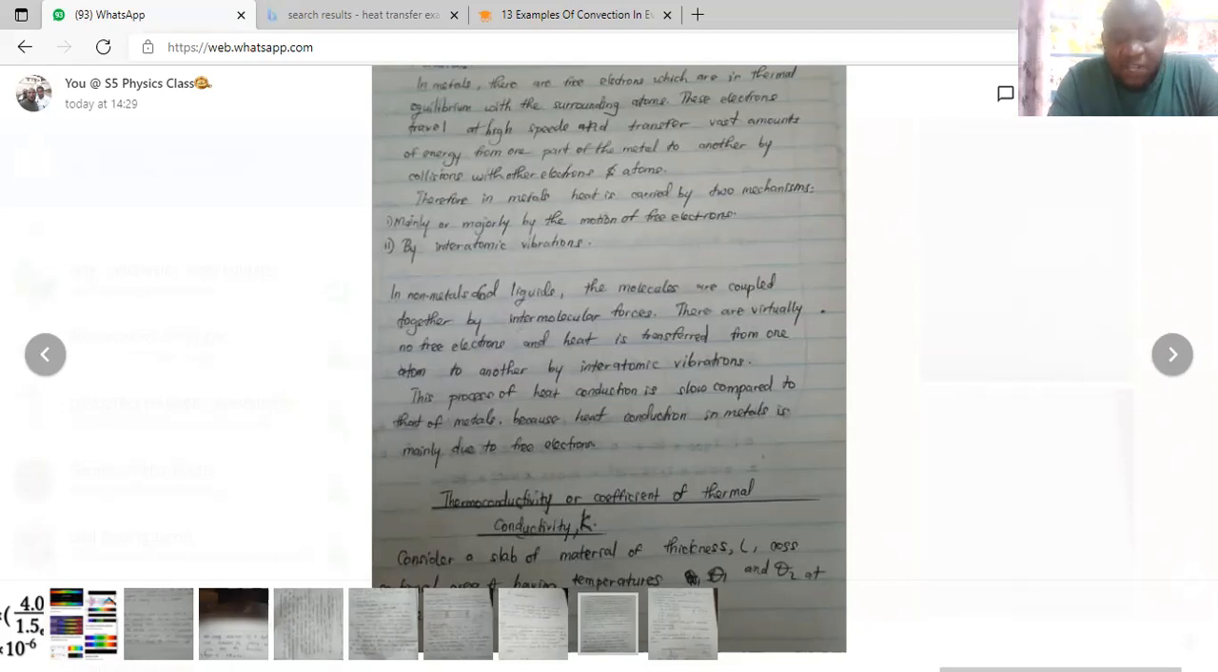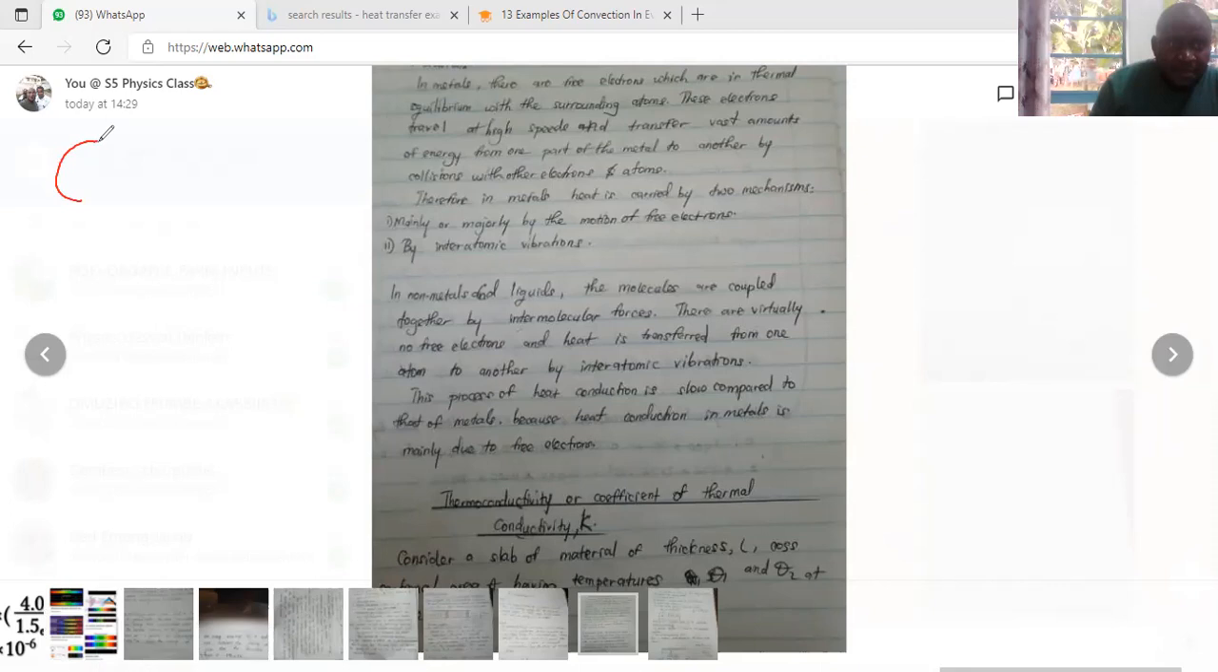Then it is from here that we get what we call the thermal conductivity, or coefficient of thermal conductivity, capital K. Consider a body or a slab of material of thickness, let me say, D. So if this is the slab, with cross-section area, capital A, and it has a length L, and the heat is being conducted through the slab.